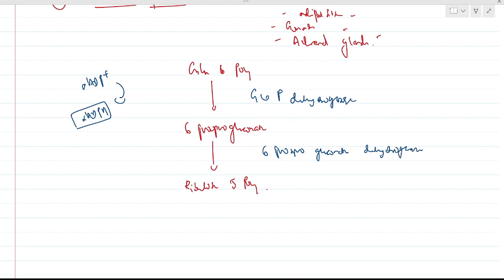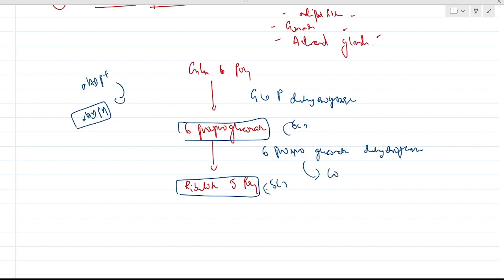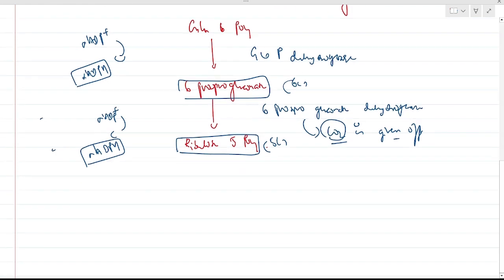This ribulose 5-phosphate is 5 carbon and 6-phosphogluconate is 6 carbon. So here a carbon dioxide is given off; this carbon dioxide is produced in the reaction. 6-phosphogluconate dehydrogenase, a carbon dioxide given off to produce ribulose 5-phosphate. Again here NADP plus is used to produce NADPH. So from these two reactions, this was the whole oxidative phase, which is irreversible.